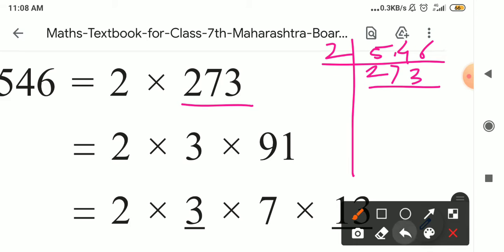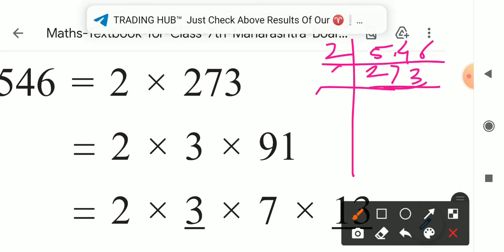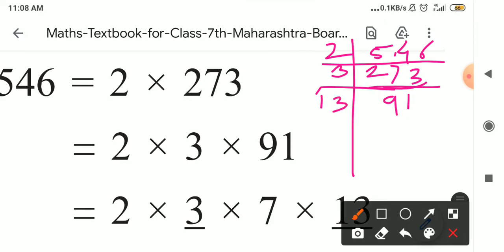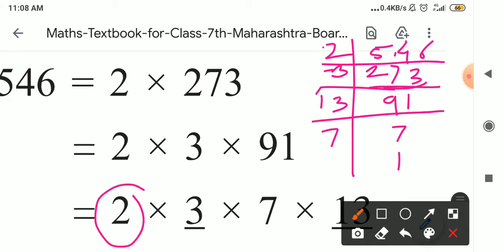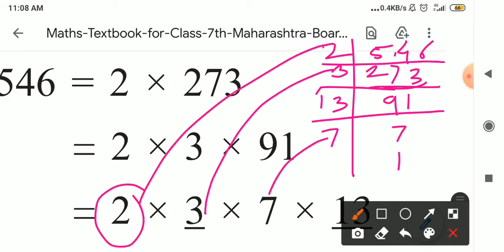Now this number is divisible by 3, because the sum of its digits is 7 plus 3 is 10, 10 plus 2 is 12, and 12 is divisible by 3. So here 3 9s are 27 and 3 1s are 3. Now 13 3s are 39, 13 1s are 13. 13 7s are 91 and 7 1s are 7. If you see, the factors are 2, 3, 7 and 13.